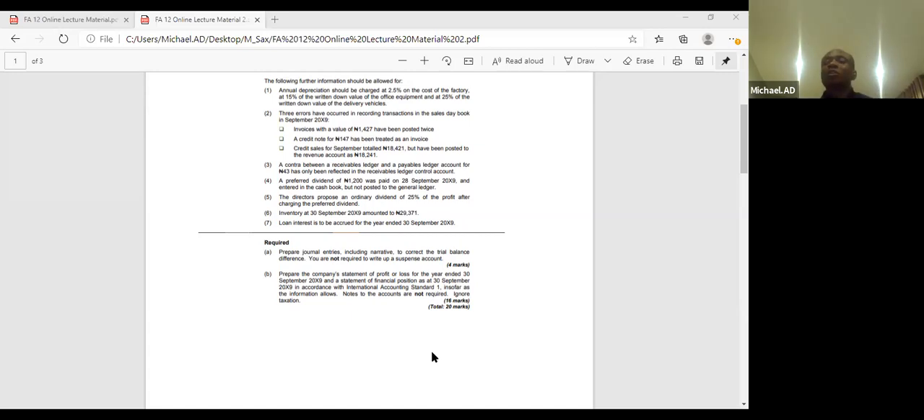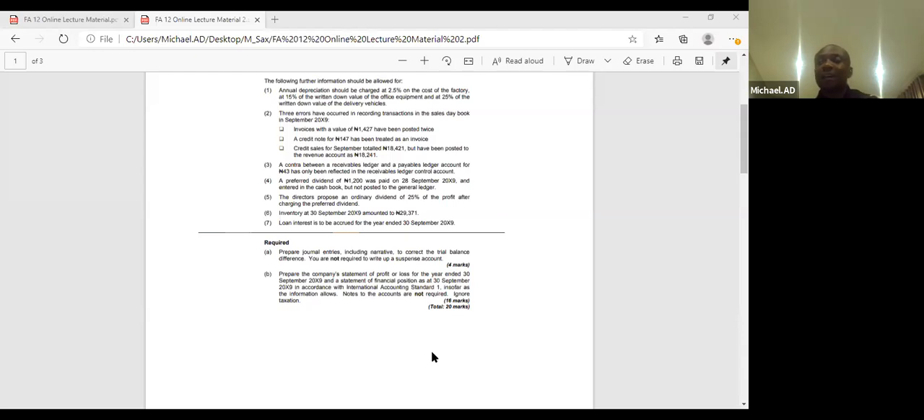So basically, a suspense account is the account that corrects the errors that affect the trial balance. But here they are telling us that we should only prepare a journal entry, and we do not necessarily need to open a suspense account. You are not required to write up a suspense account.